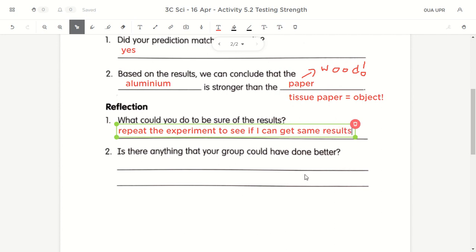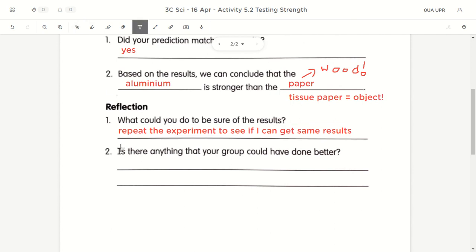Okay, so how can I be sure? I can actually do it many times, and then see if I get the same results. If I get the same results, most likely the results are correct. Okay, so in experiments in the future, we'll be doing it many times, or getting different people to do it. And if different people do it and it's the same result, then most likely the result is correct.